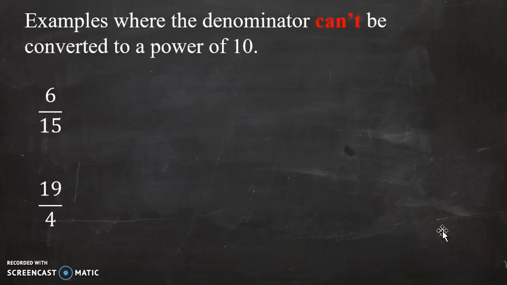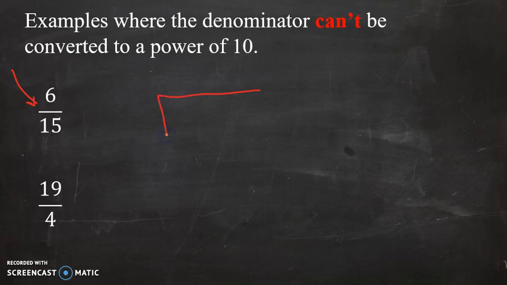All right, that's the first type of question where you can convert your denominator to a power of 10. But what do we do when your denominator can't be converted to a power of 10? So let's have a look at a couple of examples. Remember that fractions are just division questions. That bar in the fraction is saying that we've got 6 divided by 15. And so to convert any fraction to a decimal, we can just do a simple division problem.